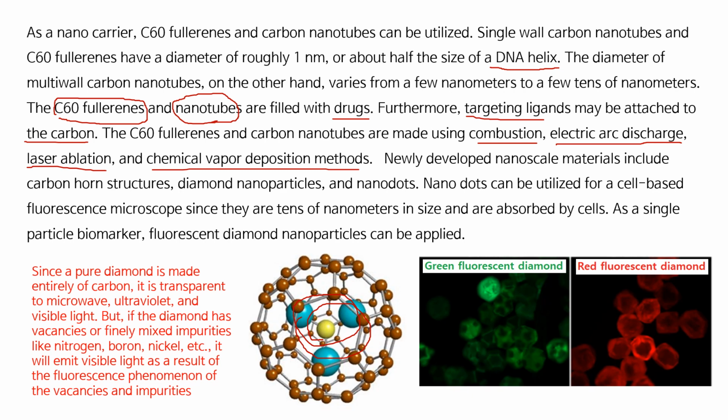Newly developed nanoscale materials include carbon nanohorn structure, diamond nanoparticles, and nanodots. Nanodots can be utilized for cell-based fluorescence microscopy, since they are tens of nanometers in size and are taken up by cells. As a single particle biomarker, fluorescent diamond nanoparticles can be applied.